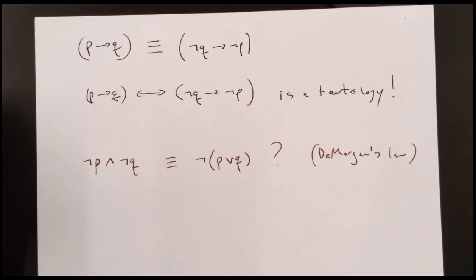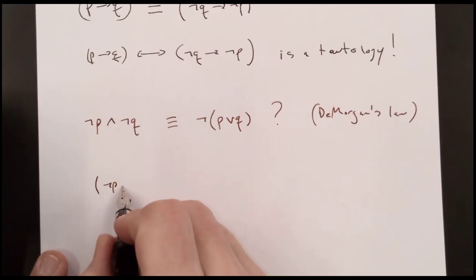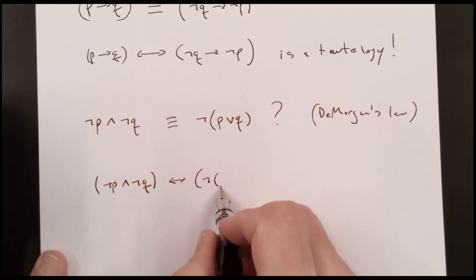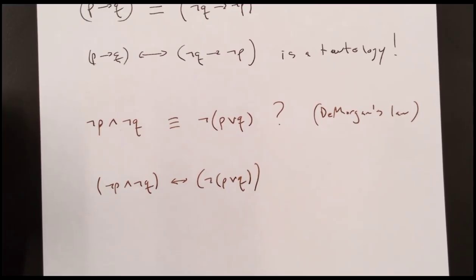But if I want to know whether or not this is an equivalence, I think the way to do it is to look at one sentence, and that is the sentence composed of the if and only if statement: not P and not Q, if and only if, not the quantity P or Q. I want to know if you build a truth table for this thing, do you get a tautology or not?